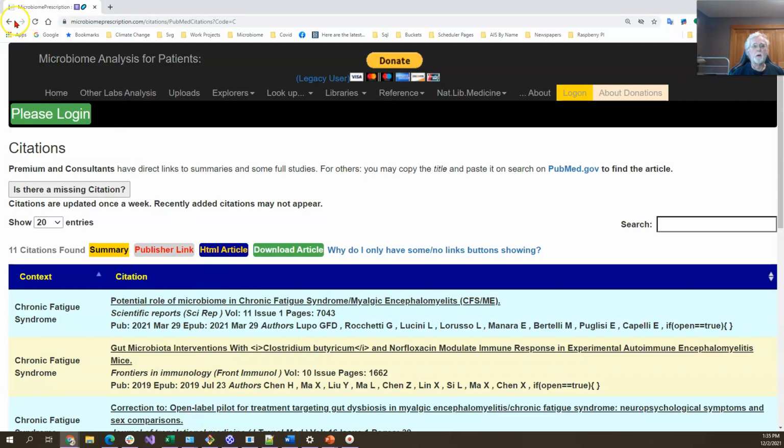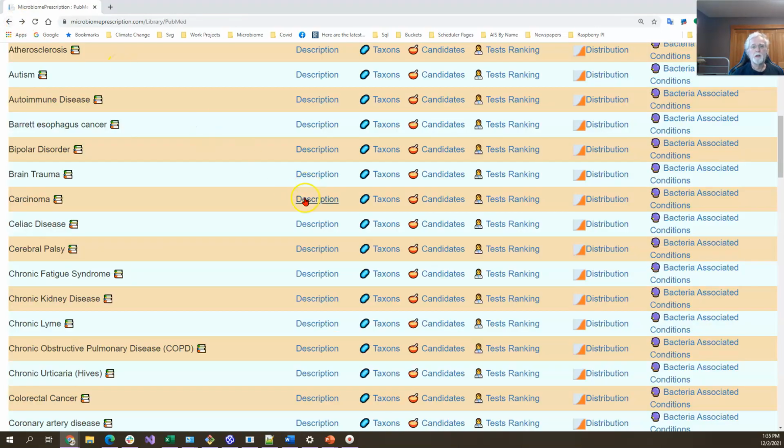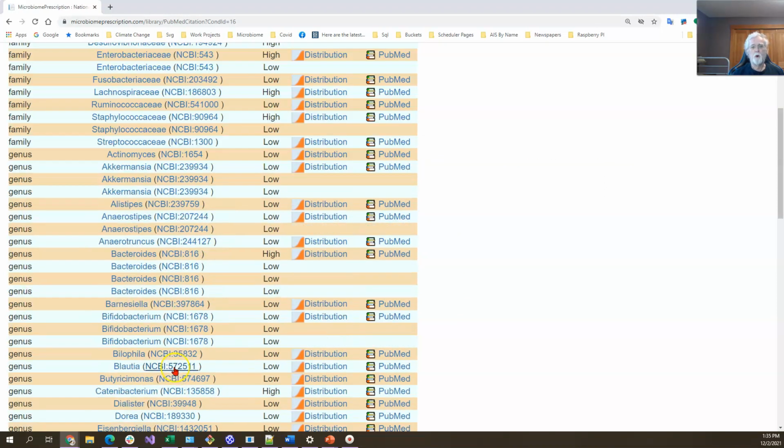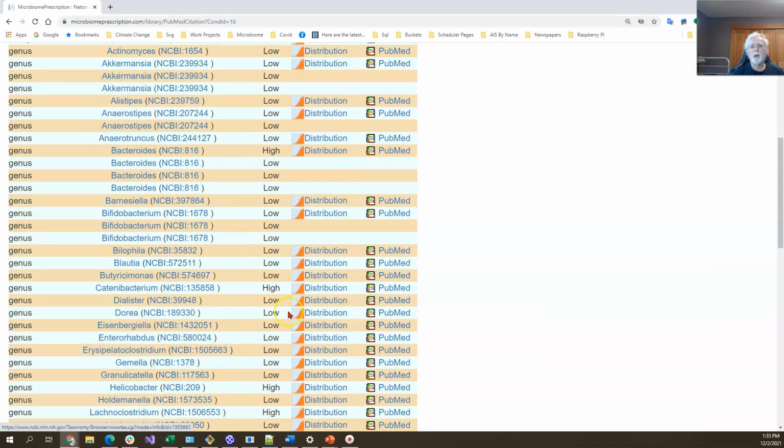And you can also see which bacteria are the ones associated with something like celiac disease. And you'll find all the bacteria associated with it, as well as the medical literature where this information was reported. So if you have a diagnosis or disease, you are now able to shortlist which bacteria are likely to be important for the treatment of this particular condition or disease.